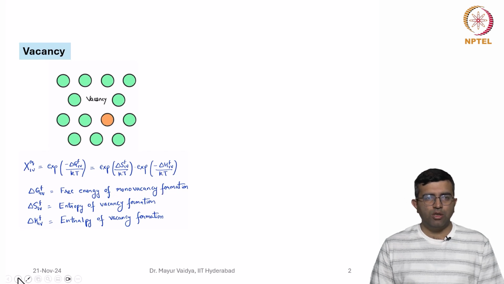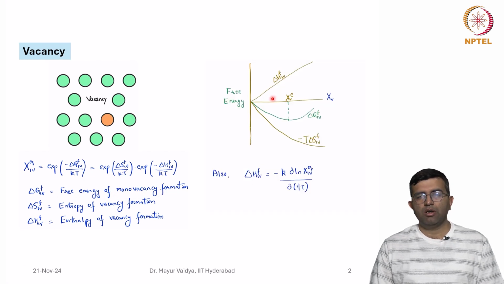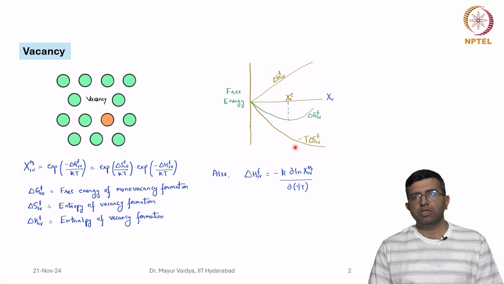And we also saw that we represented this graphically something like this. So this is your delta h and this is minus T delta s. For more details we have to refer back to the lecture in the previous week, where we talked about how to determine exactly this value, which is the xv equilibrium, the concentration of the equilibrium vacancy. So we are talking about the mono vacancies.